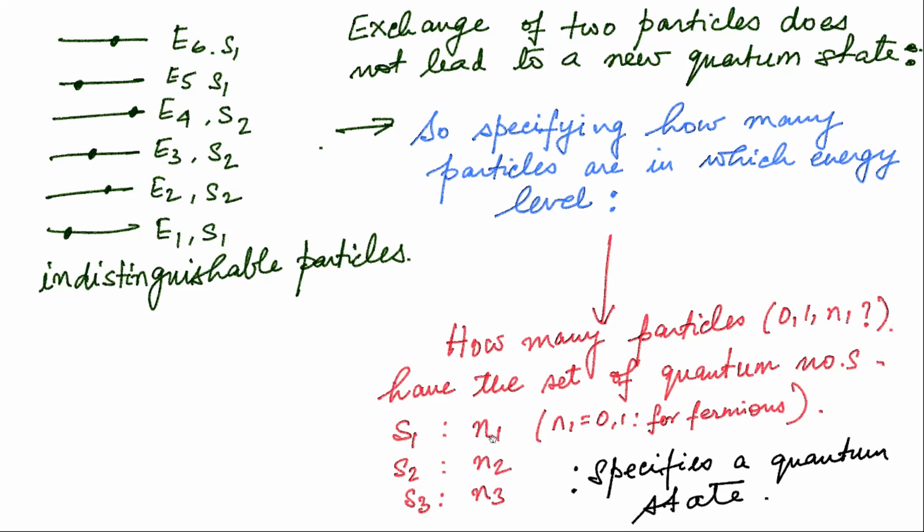And the specification of n1, n2, n3 specifies the quantum state of n particles. That's the microstate. That's equivalent to saying, I mean, classically it corresponds to specifying the position and momenta of n particles. Here, for n particles, you specify how many particles are there in these different single particle quantum states.